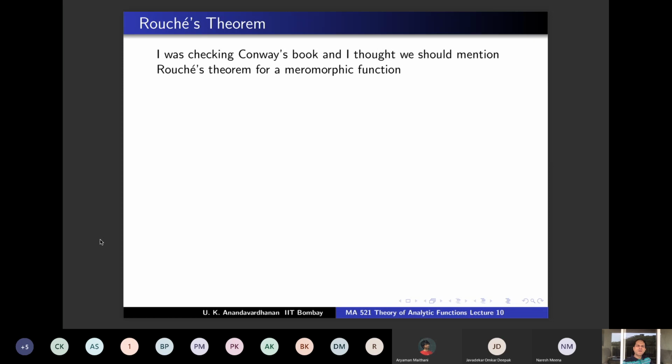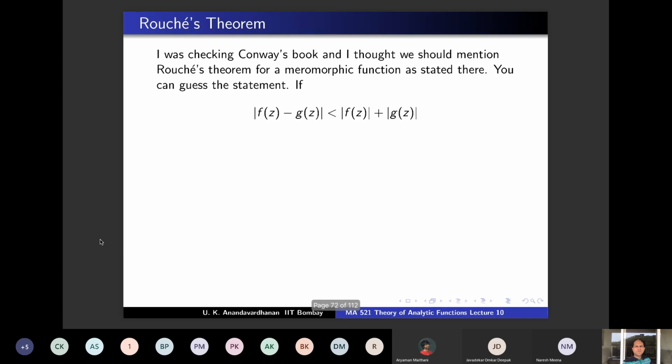So it may have good uses of this particular formulation. For meromorphic functions also we can state it, and that's what Conway has done. So you can guess the statement. If you have the strict inequality on gamma, in our notation on gamma star, then inside gamma. I'm putting inside in quotation marks because of Aryaman's comment in the last lecture.